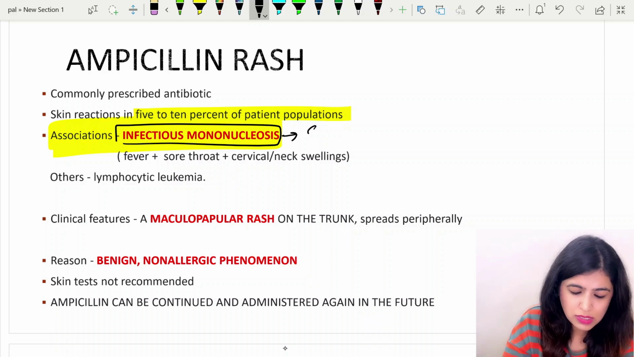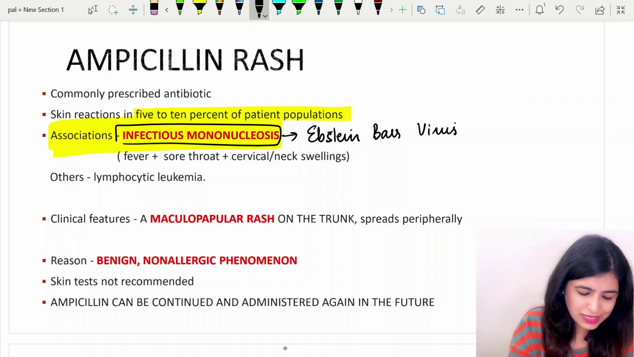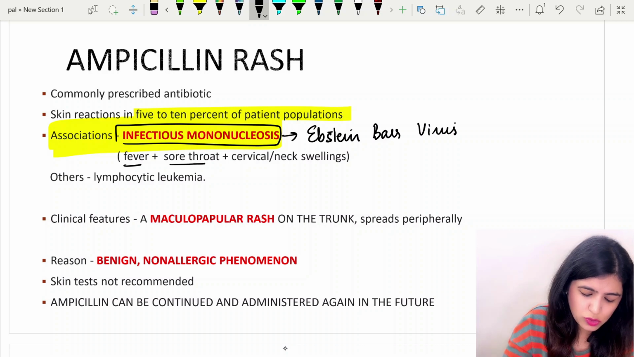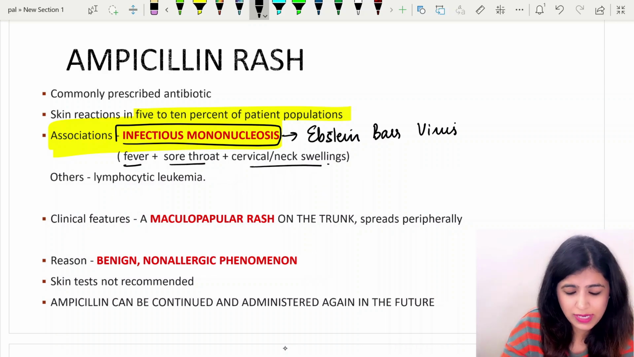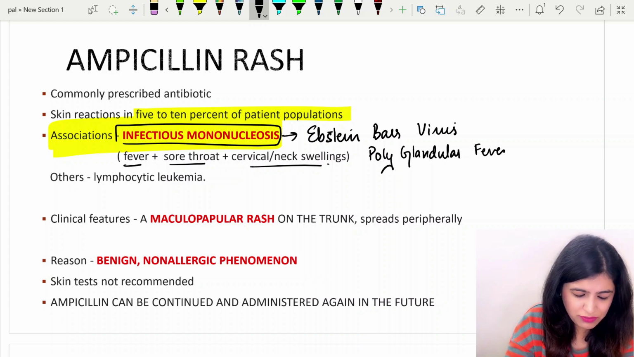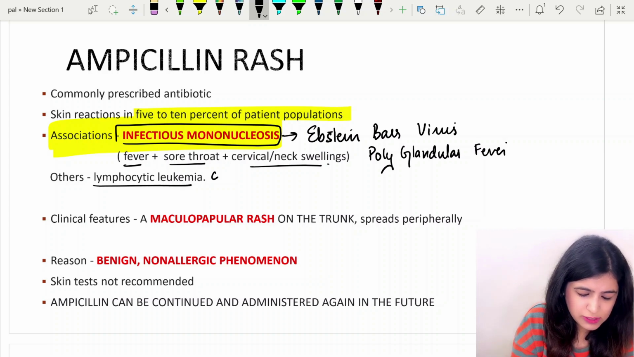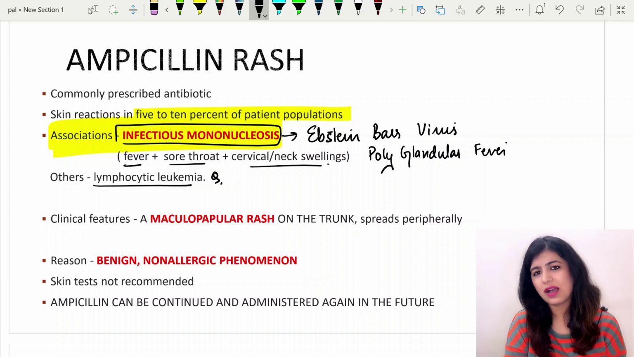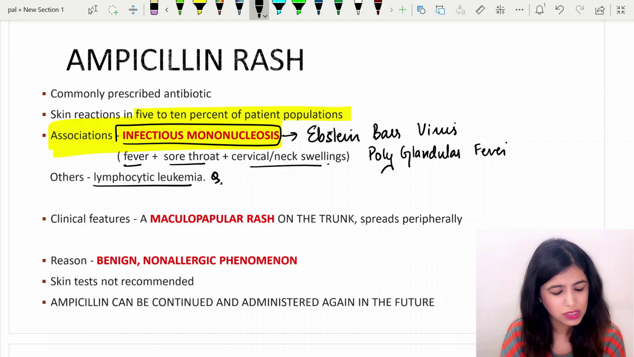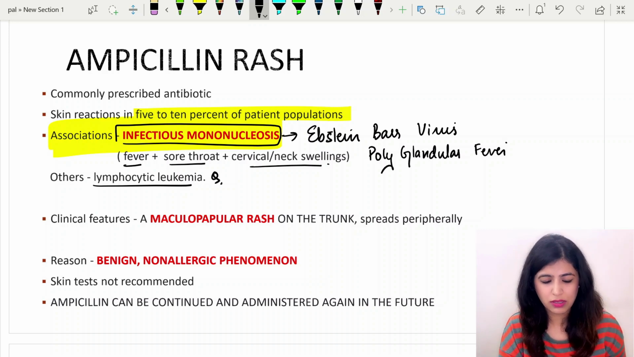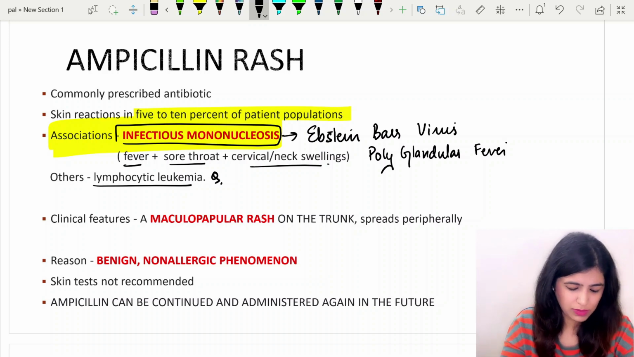What is the cause? Cause is the Epstein-Barr virus. The classic triad of fever, sore throat, and cervical swellings, which gives it another name, the polyglandular fever. There is another association, lymphocytic leukemia, and since they so commonly ask this ampicillin rash, they might just as well ask you the other association, which is lymphocytic leukemia.